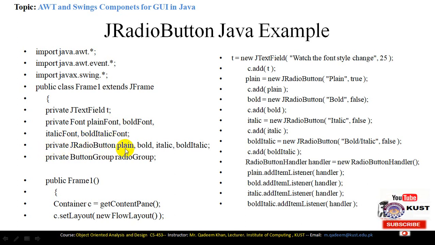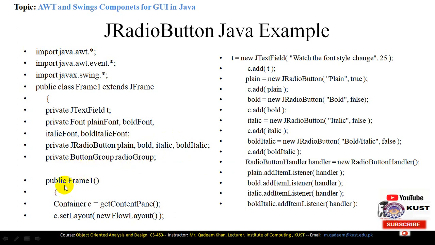Private JRadioButtons plain, bold, italic, bold italic buttons. Here we have defined different radio buttons. First one is the plain button, second one is the bold button, third one is the italic button, and last one is the bold italic button. Now private ButtonGroup radioGroup. So we have to group all these buttons. That's why we must have a group here, which is called the ButtonGroup. ButtonGroup is a built-in class, and we have declared an object radioGroup of the ButtonGroup class.